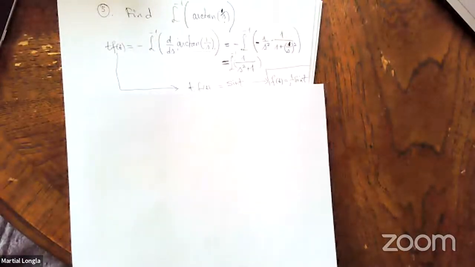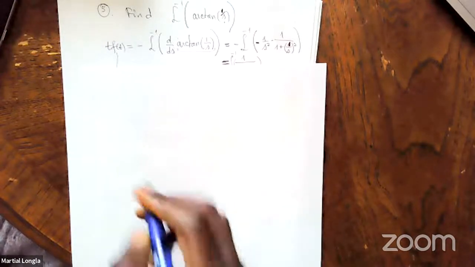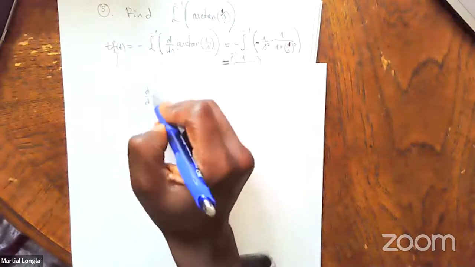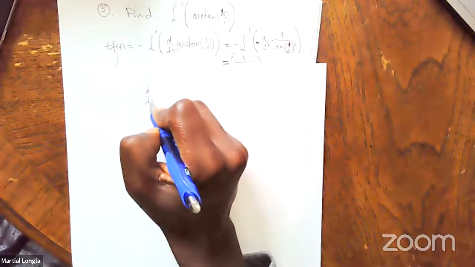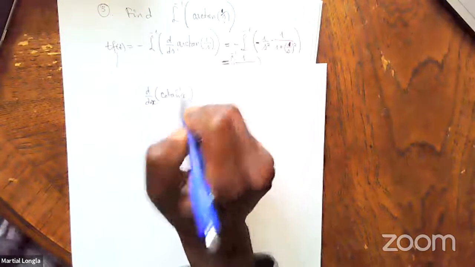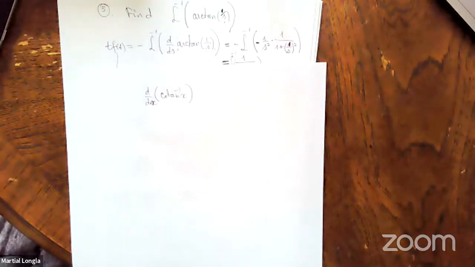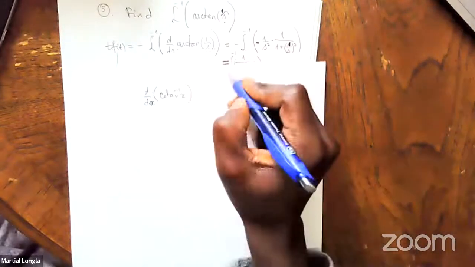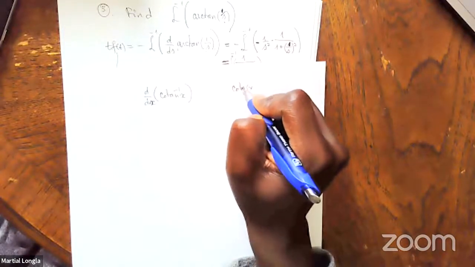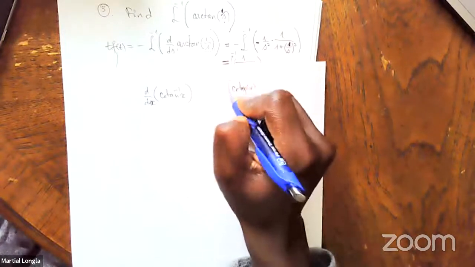How do we find the derivative with respect to x of cotangent minus 1 of x? First of all, what's the derivative of cotangent of x? How do we find the derivative of cotangent of x?